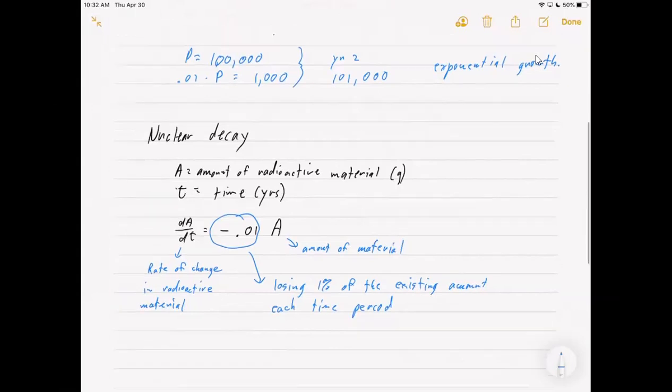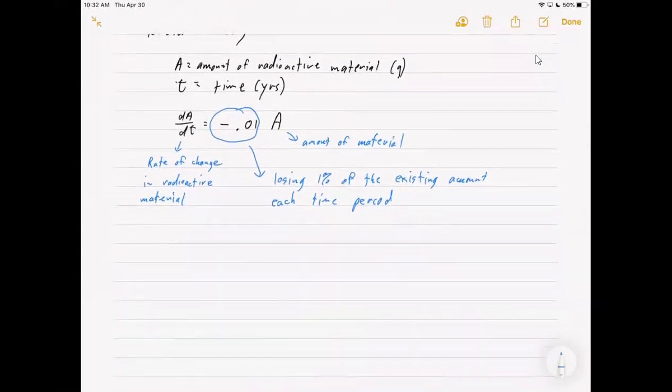Okay, so let's say that at time 0, you had 10 grams for A. Then at time 1, we've lost 1% of that. Let's just make it easier. Let's say 100 grams. Then we have 99 grams left.